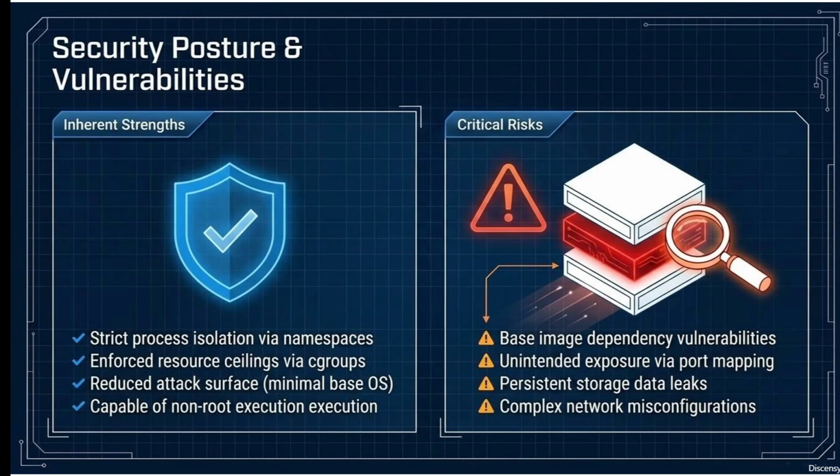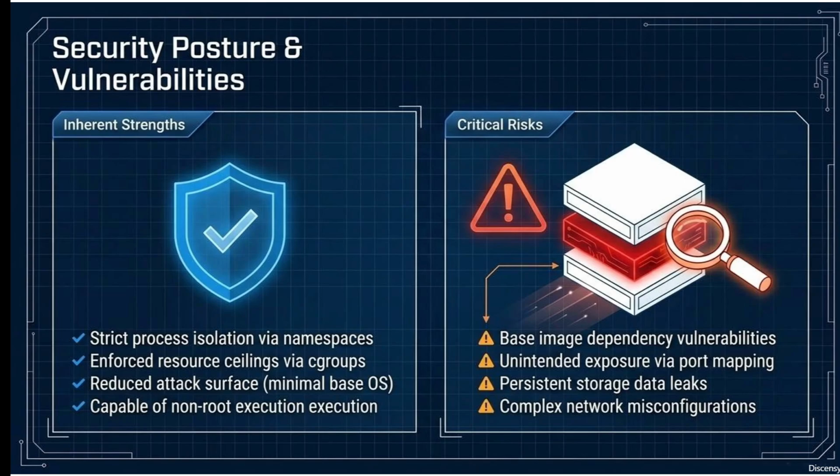Security posture and vulnerabilities. Let's get to know about the inherent strengths and the critical risks of Docker. The strengths of Docker are strict process isolation via namespaces, such that one container is not in contact with another container. They are completely isolated from each other. Enforced resource ceilings via cgroups: the computational resources are controlled by the cgroups, as we have discussed before.